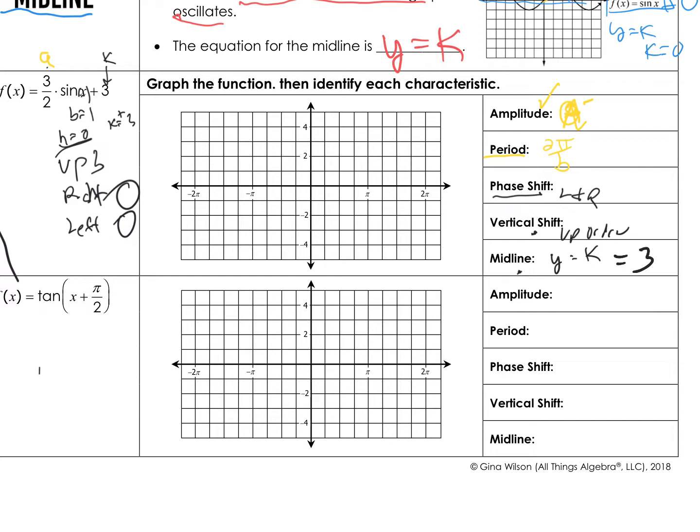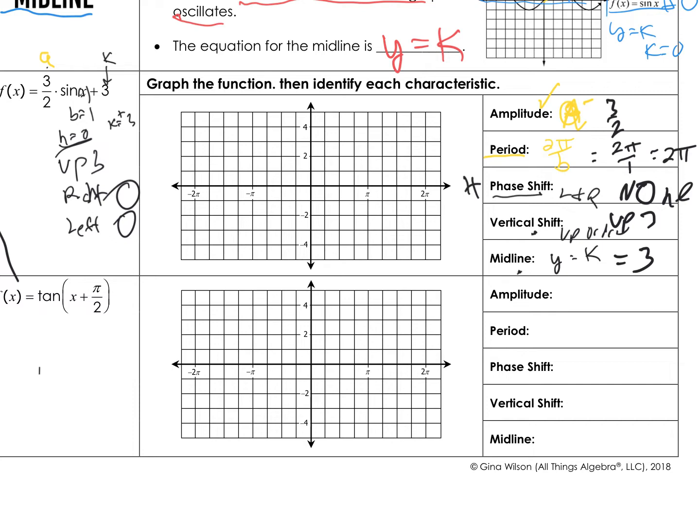And there is no phase shift, so I can just write none. When he says phase shift, he's talking about horizontal. Now my vertical shift was up 3. My amplitude was 3/2. And my period is 2 pi divided by 1, which is 2 pi.